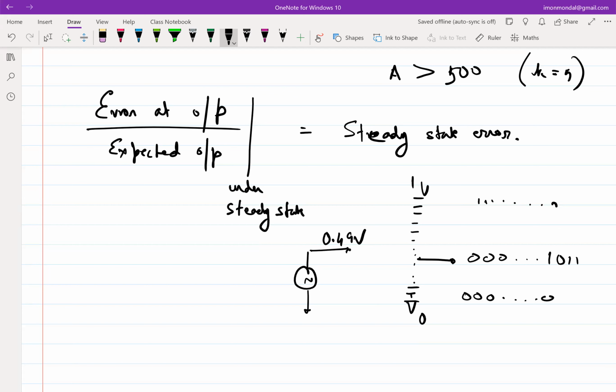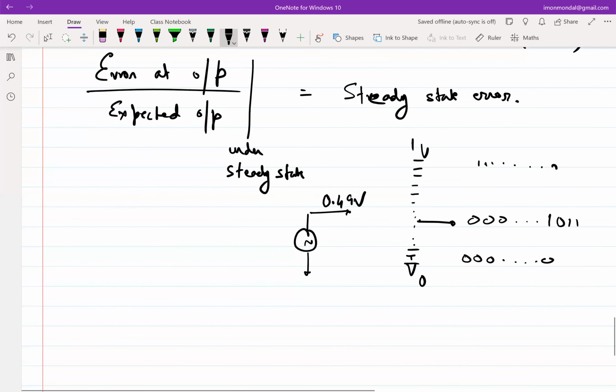Since this is a measure of accuracy, when I say that your amplifier should have a steady state accuracy of 10-bit, what I'm essentially saying is that the difference between these levels, in this case, is 1 volt by 2 power 10, right? This difference we call the LSB. So the steady state accuracy of your amplifier should be such that the error is less than 1 LSB or half LSB, right? So that's what the jargon means.